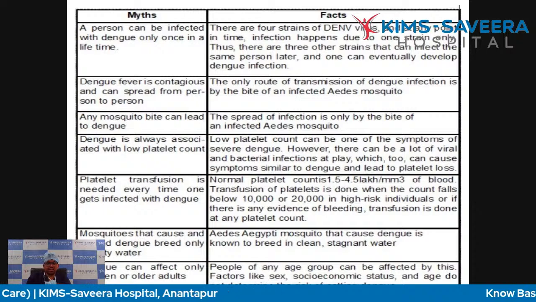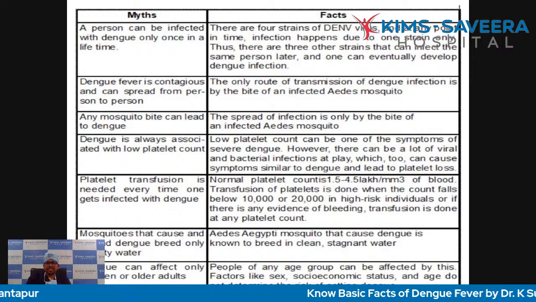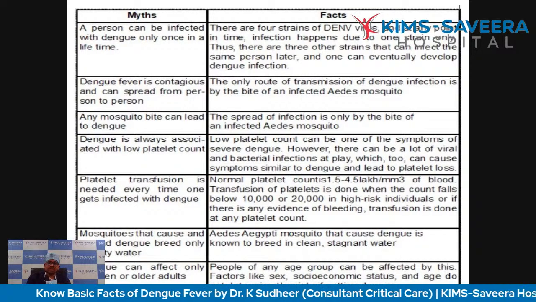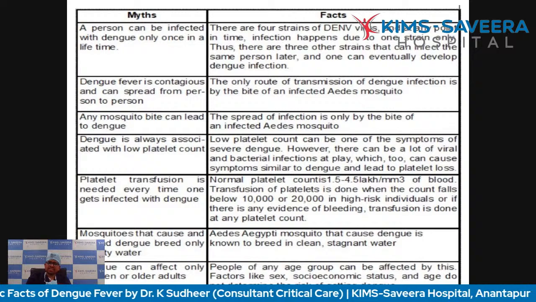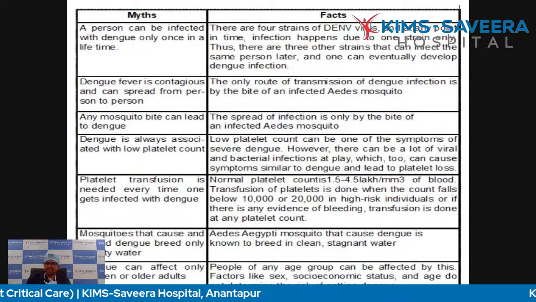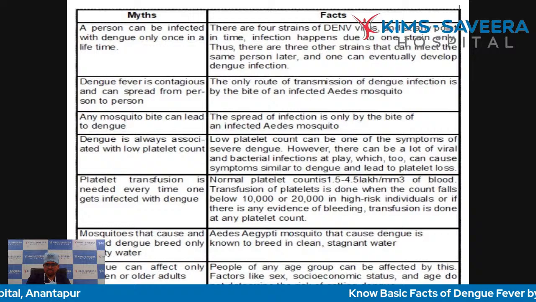The fact is that we have four strains of dengue virus, and each time we can get fever from any one type of dengue strain. So an infected person can get dengue fever next year also, with a different strain or the same strain. That doesn't mean he will not have any type of dengue fever in the rest of his life. No, that will not happen. He can get dengue fever.